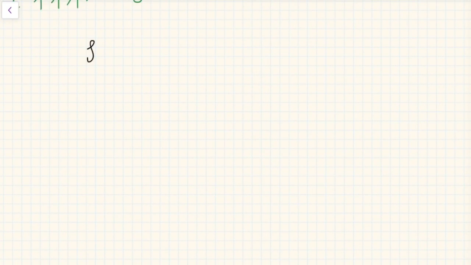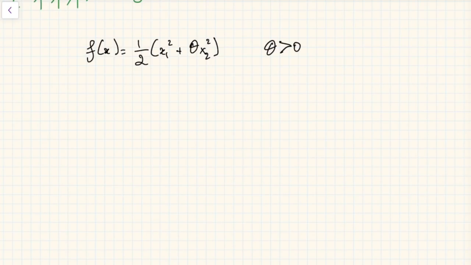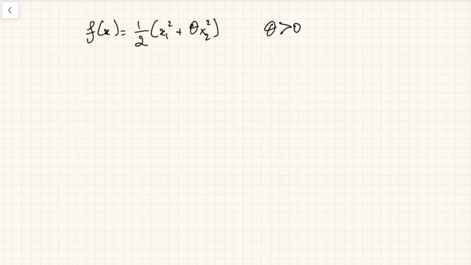You're interested in minimizing the following function. So f(x) is half x1 square plus theta x2 square, where theta should be positive, or else f is no longer convex. So let's apply gradient descent, first time using exact line search and the second time using backtracking, and see how things go on.